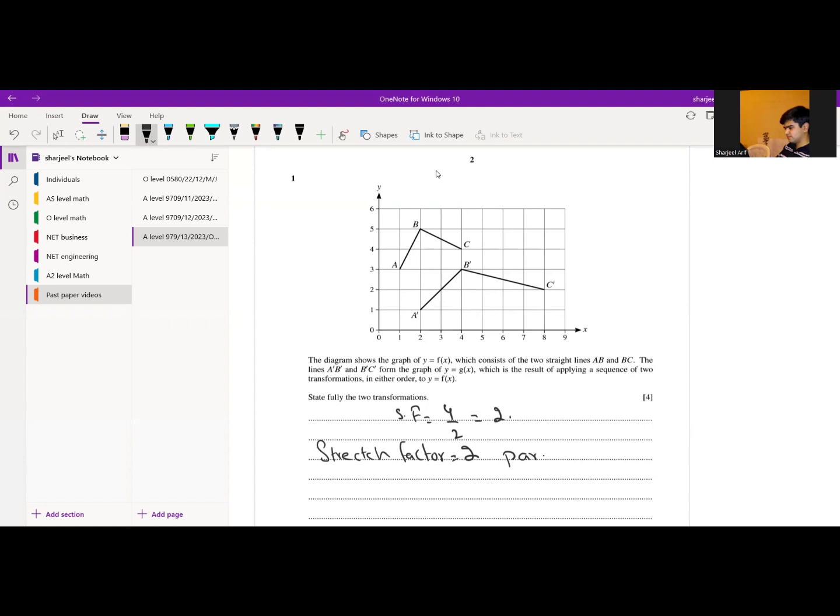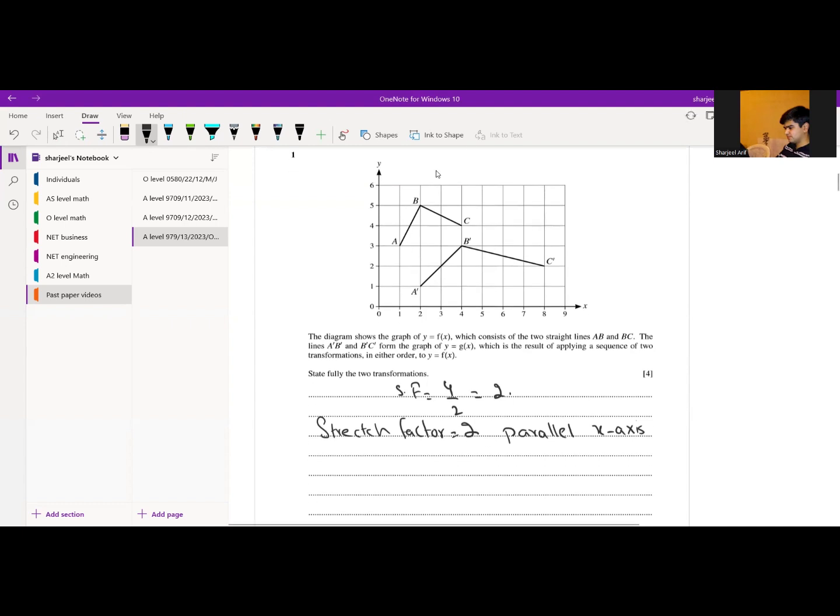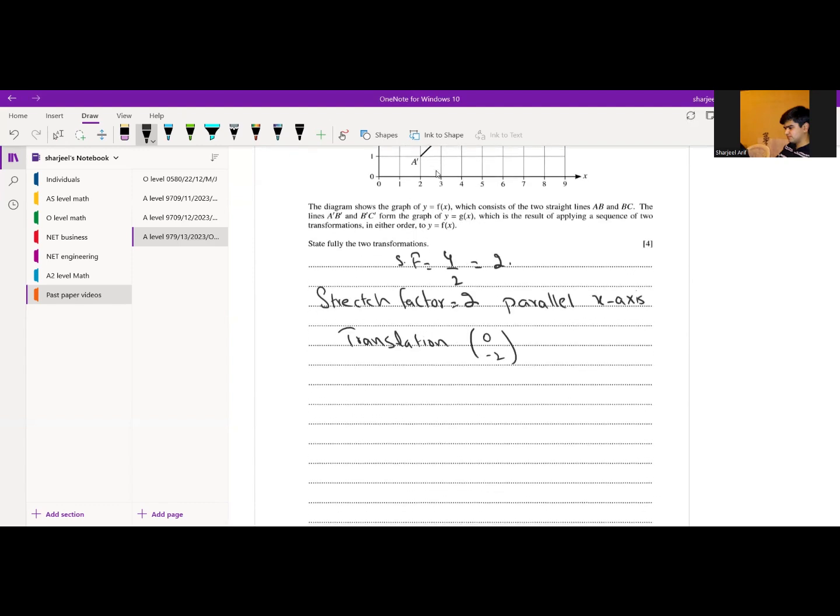parallel to the x-axis. Well, there is no vertical movement, so this means the downward positioning of B' is due to translation of (0, -2). This means it's in the y direction. So the horizontal movement is due to the stretch factor and vertical movement is due to the translation. So this will be our answer.